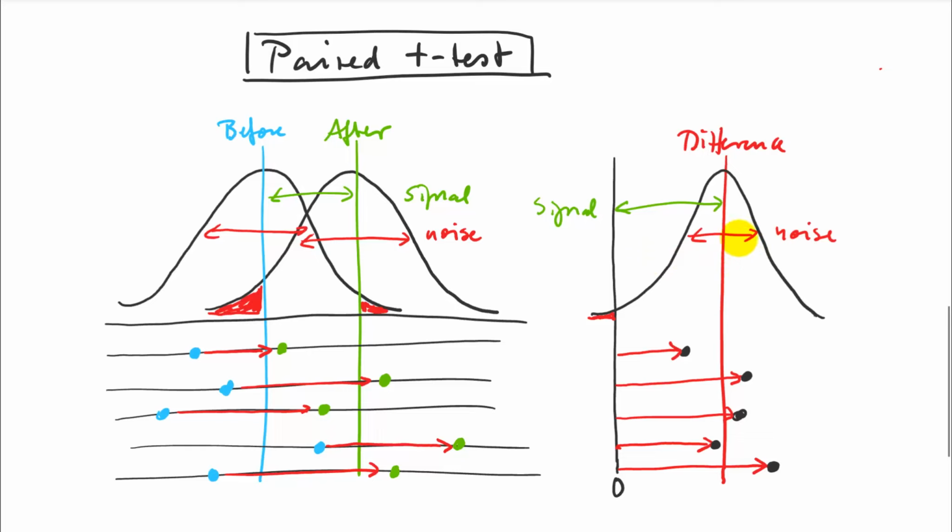So you're reducing your noise. The signal stays the same, but the noise gets reduced substantially. So it's another way of improving your signal-to-noise ratio. So that simply becomes a one-sided t-test against an arbitrary threshold, which in this case is a 0, and that becomes very powerful.